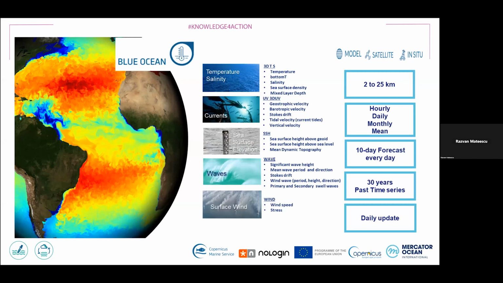About sea surface elevation, sea surface heights, you can have heights above geoid or sea level, but also mean dynamic topography for large-scale current distribution studies. And also for waves, you may have significant wave heights, but also mean wave period and directions, also Stokes drift. And sure that you have data for specific waves like wind waves or swell waves. For wind, you can have wind speed and direction, but also stress for a study of the sea atmosphere interface.